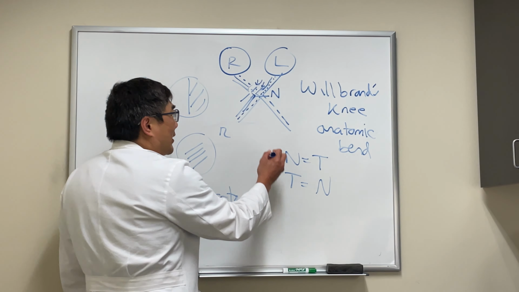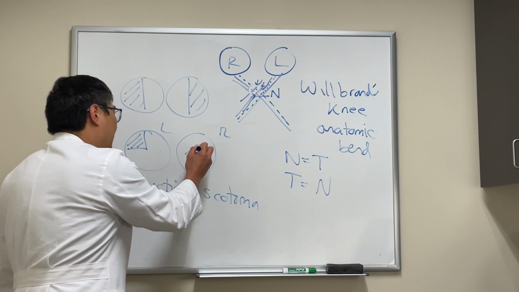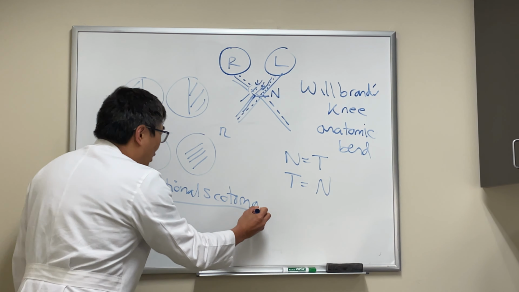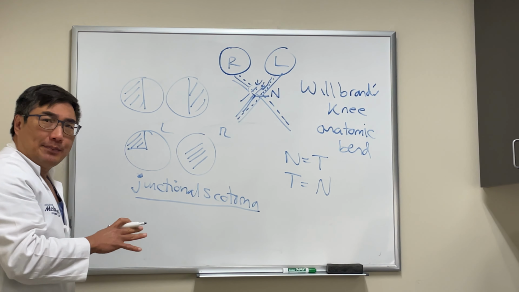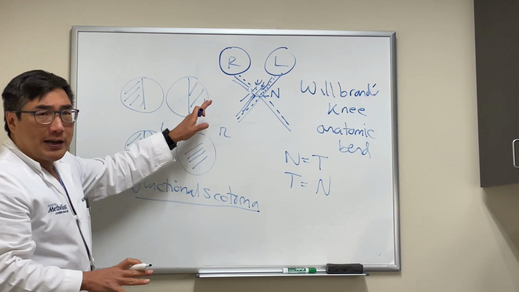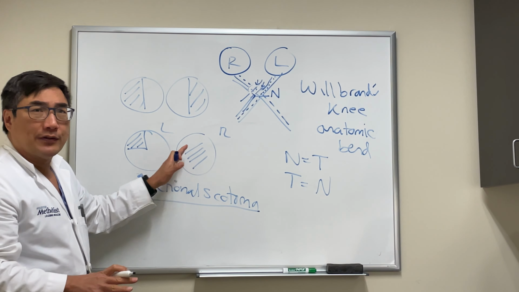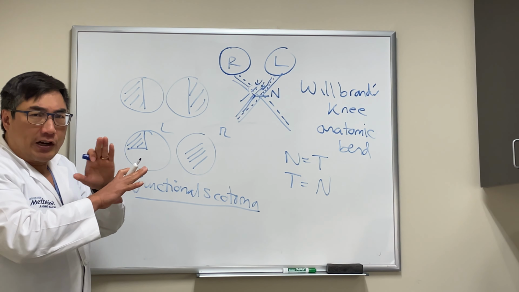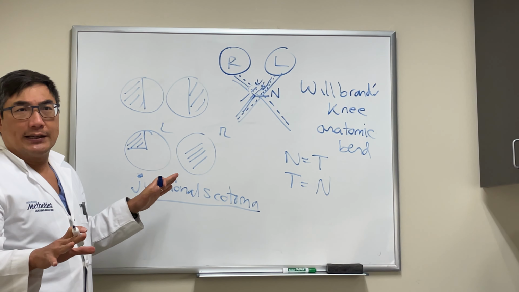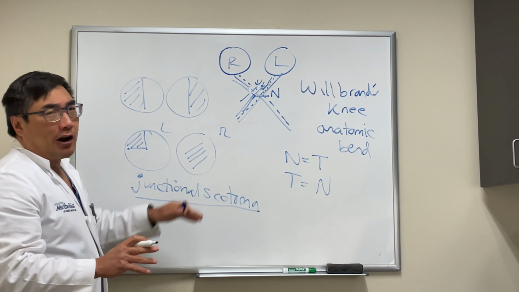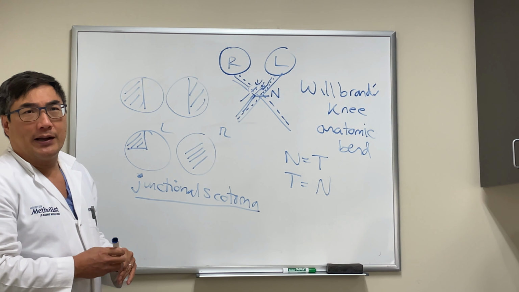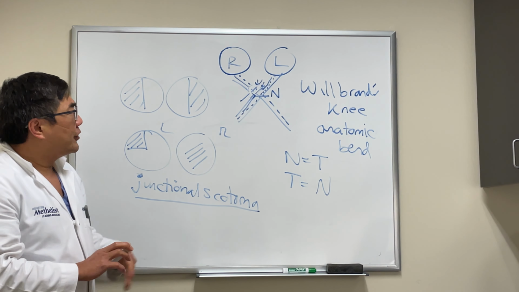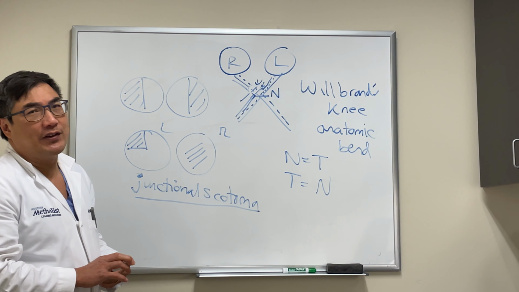And for a clinician, what that means is if you've got this kind of field defect, a junctional scotoma, you really have to image that patient because that is a compressive lesion at the junction of the optic nerve and chiasm, regardless of whether the Wilbrand's knee exists or not. And the most common causes: pituitary adenoma, meningioma, and craniopharyngioma. So you need to know about Wilbrand's knee, even if it doesn't exist.